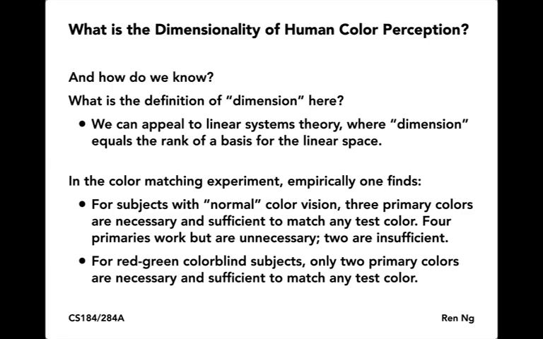Interestingly, for, say, red-green colorblind subjects, and we talked a bit about that last time, you find something different. Only 2 primary colors are necessary and sufficient to match any test color. 3 will work, but is not necessary. So in this way, we can find that the color dimensionality for perception for a colorblind person, at least for red-green colorblindness, is 2.